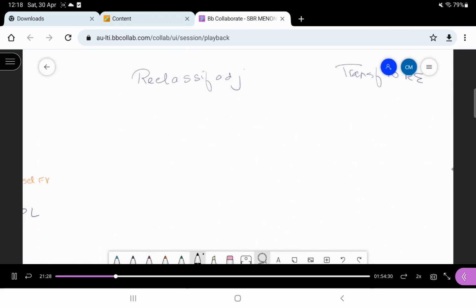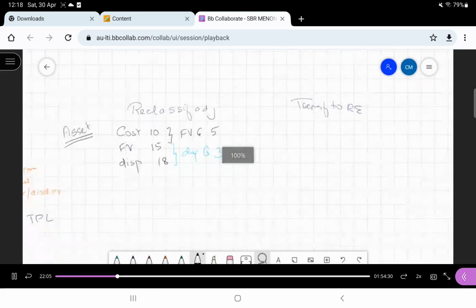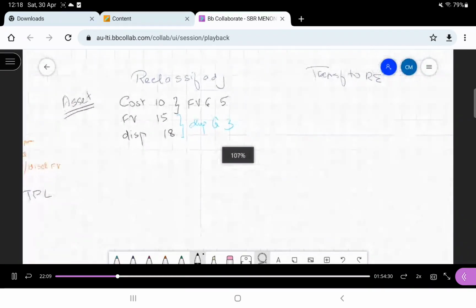Coming back to this, let me show you. Ignore what asset it is, just leave it. I just want to show you what's reclassification. Let's say I buy an asset at a cost of 10, its fair value is 15, and I've disposed it for 18. So earlier I told you, that's a disposal gain of 3. That is a fair value gain of 5.